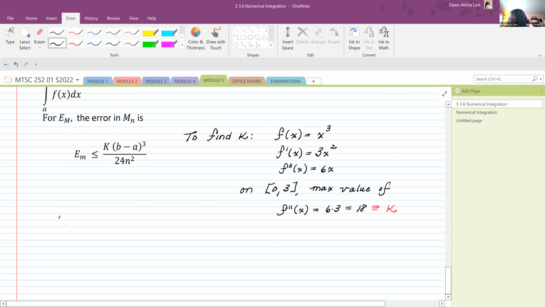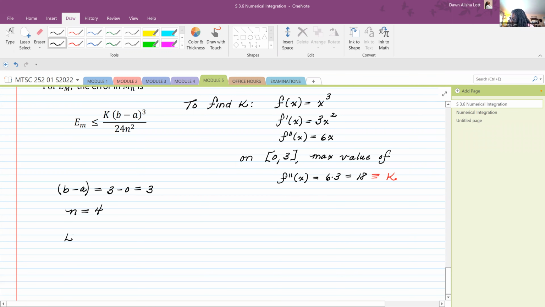If you remember b minus a, well, that's 3 minus 0. So that's 3, and n was equal to 4. So therefore our EM, the maximum error in the midpoint rule, is less than or equal to k, which is 18, times b minus a, which is 3 cubed, divided by 24, and n squared is 16.